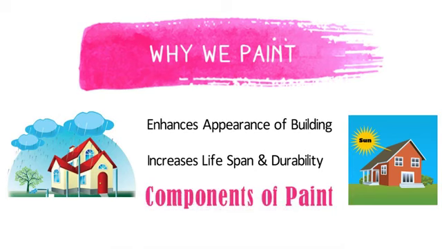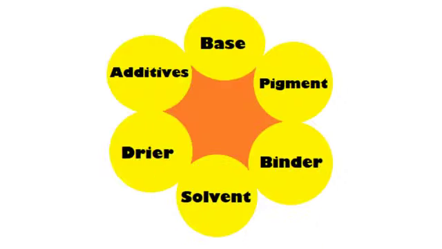In this video, we are going to discuss different components of paint. Modern paints can have 10 or 20 components, each responsible for giving a specific quality to the paint. But basically paint consists of 6 main components, and they are base, pigment, binder, solvent, dryer and additives. So let us discuss them one by one.